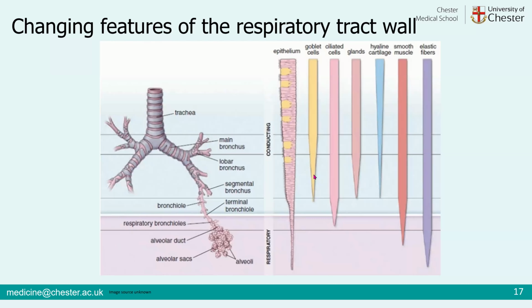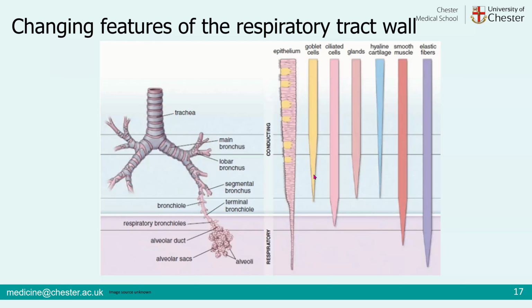But as we get down to the lower airways, we'll see that the cartilage disappears, but we still have smooth muscle. So what do you think that means for the lower airways? We've not got any cartilage, but we've still got smooth muscle. What will that smooth muscle potentially do? Contract, and with no cartilage to keep the airway open, can collapse.